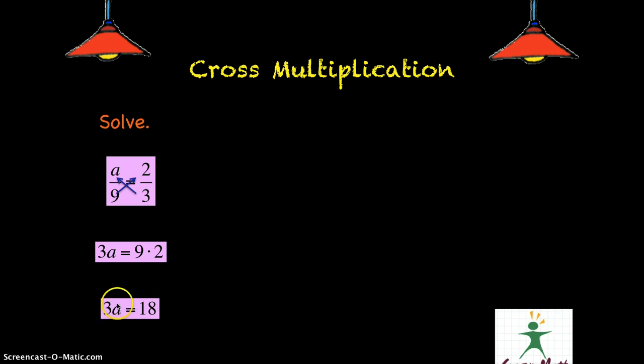3a means that it's multiplication, so use the opposite operation of multiplication, which is division, and use the number beside the variable, the coefficient, to divide. So 3a divided by 3 equals 18 divided by 3. To simplify that, you will have a is equal to 18 divided by 3. So 18 divided by 3, a is equal to 6.